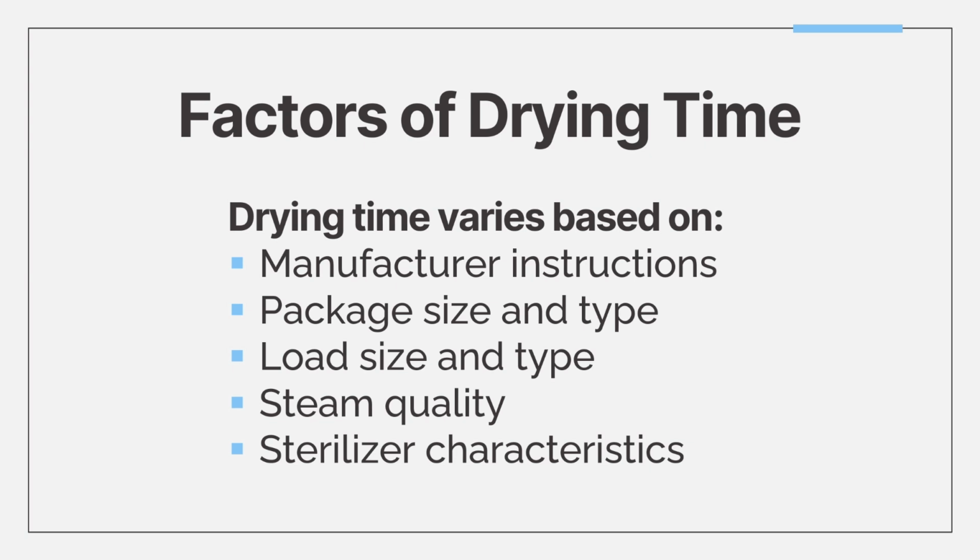There's also package size and type. Obviously, larger or denser packages retain more moisture and require longer drying as a result. And of course, the material type also matters. So we have woven textiles, reusable textiles, paper plastic pouches, rigid containers, all have different drying characteristics. And of course, the load size and type matters too. So if it's an implant or a regular instrument, they all have different drying times.